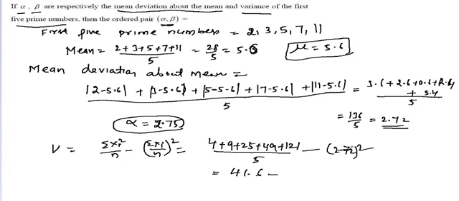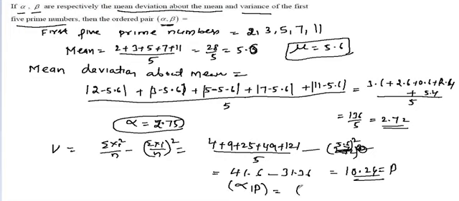This value mu v is, this is 5.6 whole square, that is 31.36. That is equal to 41.6 minus 31.36, that value is 10.24. Therefore this is the value of beta. Therefore alpha comma beta is equal to, alpha value is 2.72 and beta value is 10.24.